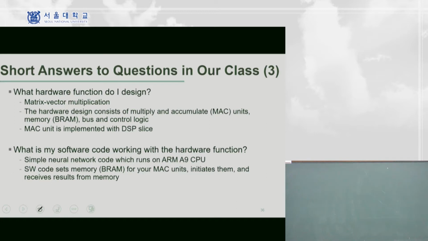And the last question is, how does my software code work with a hardware function? Eventually, as I said, we're going to make a simple neural network that runs on this ARM CPU, and some of these things will be offloaded to the hardware logic. The software code sets up the memory for your MAC unit. As I said, it copies the input operand to the VRAM on-chip memory, then initiates the computation and receives the result back from this VRAM. That's what's going to happen.